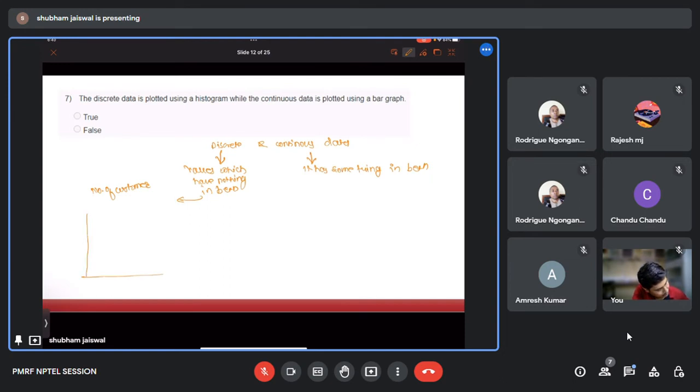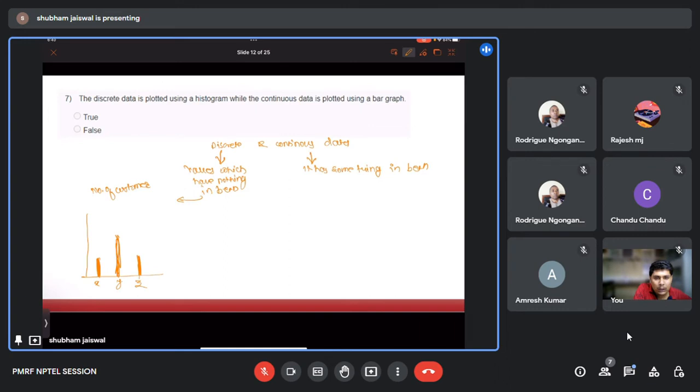Like I can have here at X, this many customers have rejected this product. At Y, I have this many. At Z, I have this many. So there is no connection in between. There is nothing in between. Like for the X, we have this much value. For the Y, we have this much value.